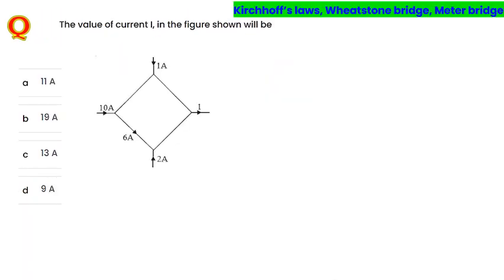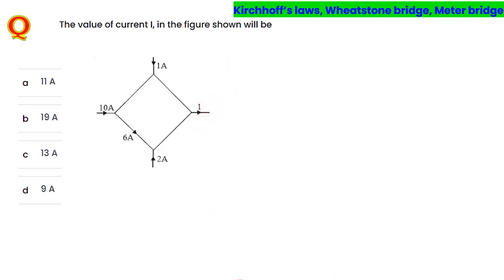The next topic from this chapter, current electricity, is Kirchhoff's law, Wheatstone bridge, and meter bridge. Okay, now coming to the question: the value of I in the figure will be. We have to find out what the current is in this case.